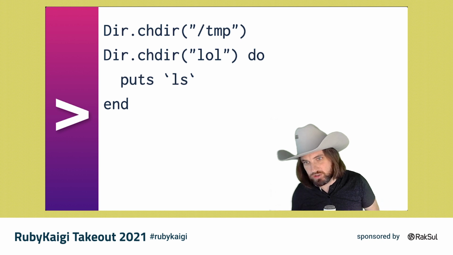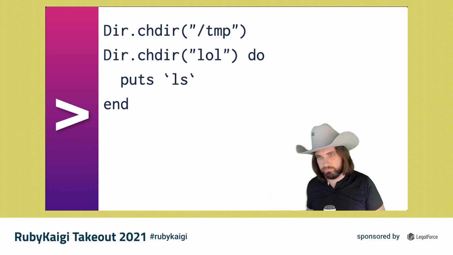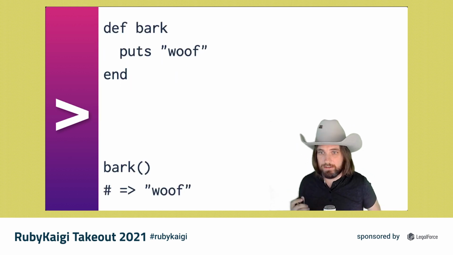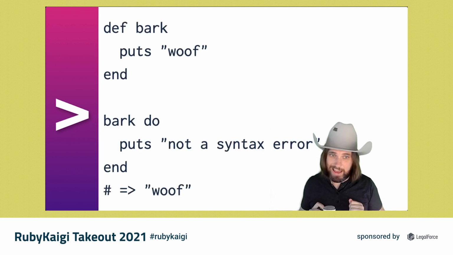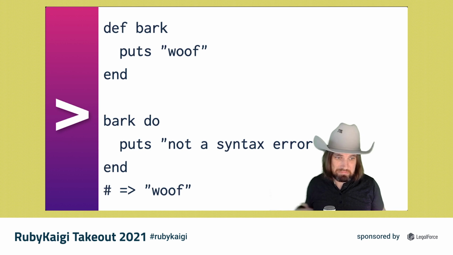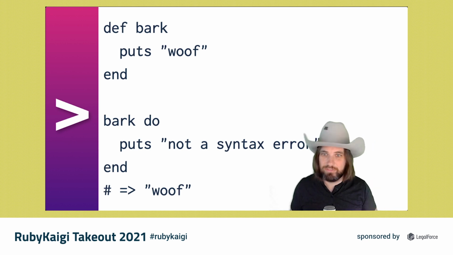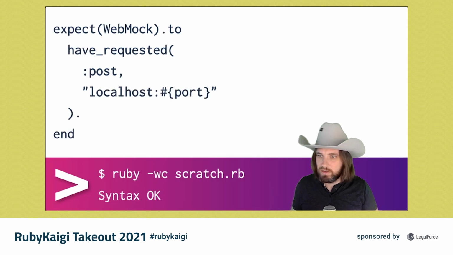Because calling chdir with a block is not required. In Ruby, any method can take a block even if it's not used. Here's a method that doesn't take a block when it's called, the bark method. But you can add a block anyway, and it's still totally valid Ruby. Here we're calling it with a block. It doesn't do anything. It's just fluff. But Ruby says, fine, sure, of course, I'll take it.